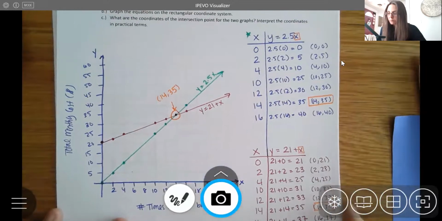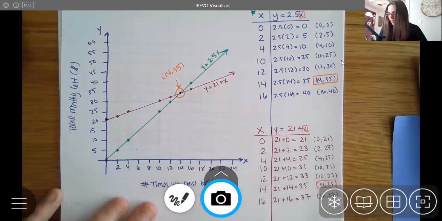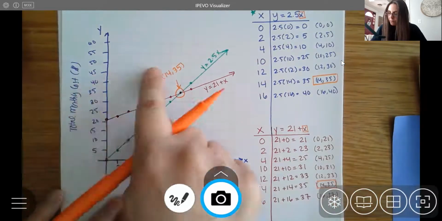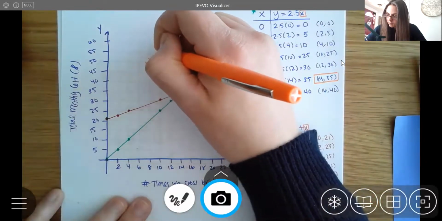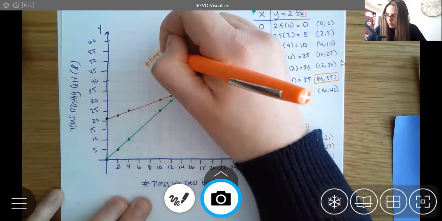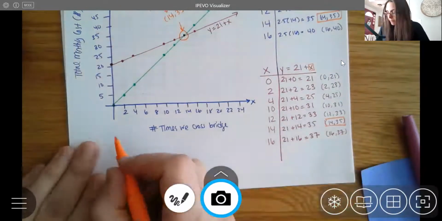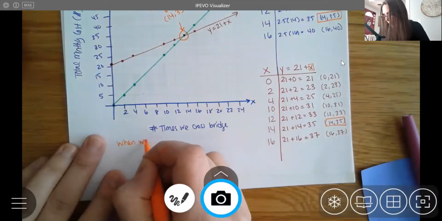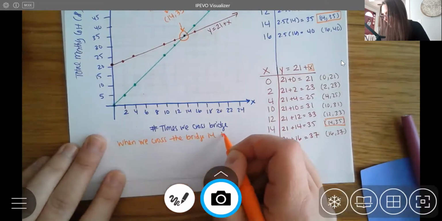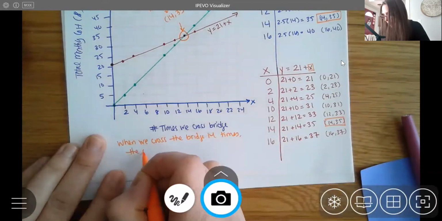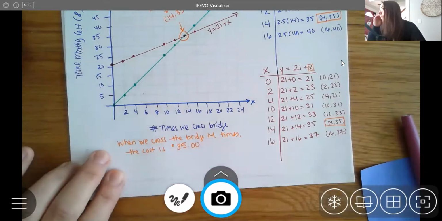That's where they cross. And we're going to interpret the coordinates in practical terms. So remember here that our x is the number of times we cross the bridge, and our y is the monthly cost. So what this says then basically is that when we cross the bridge 14 times, the cost is $35. Okay?